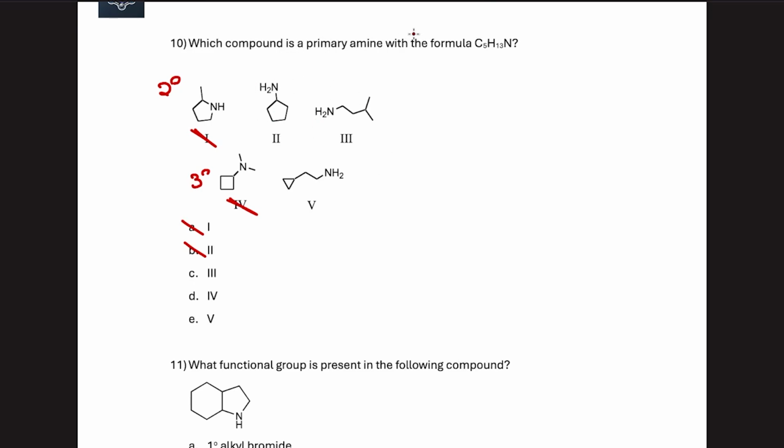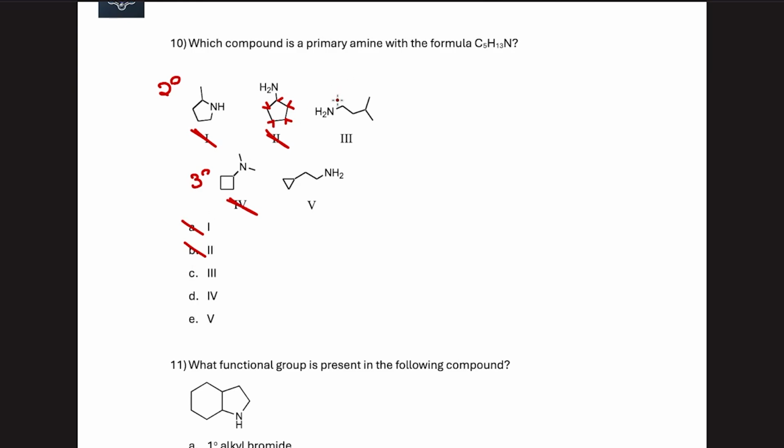What's left is, does it follow the formula? Each of them has 5 carbons. Do they have the right amount of hydrogens? We count 1, 2, 3, 4, 5, 6, 7, 8, 9, 10, 11. This has 11 hydrogens, not 13, so we can eliminate answer choice 2.